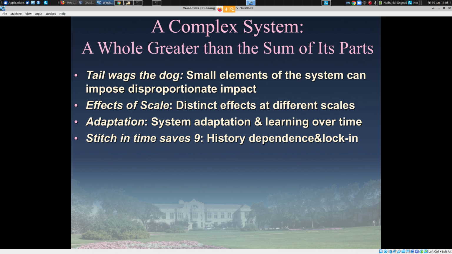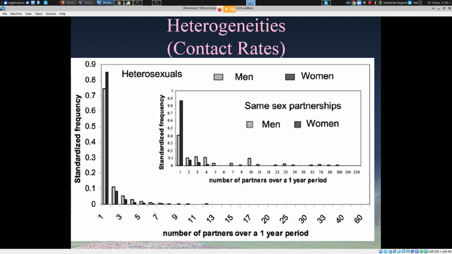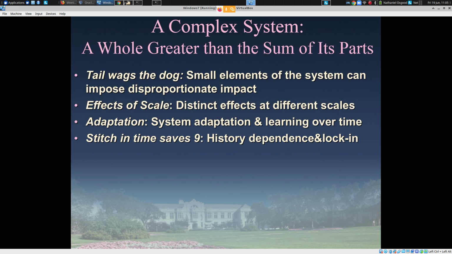Within this context, often we get effects of heterogeneity where almost the tail wags the dog. Small groups within the system can have disproportionate impacts. For example, we see heterogeneities in the contact rates associated with sexually transmitted infection. They consist of a small segment of the population, but they have disproportionate impact in the sense they keep the infection alive in the population when it otherwise would have died out.